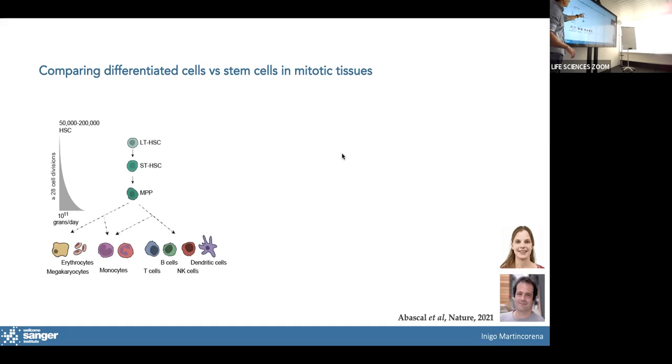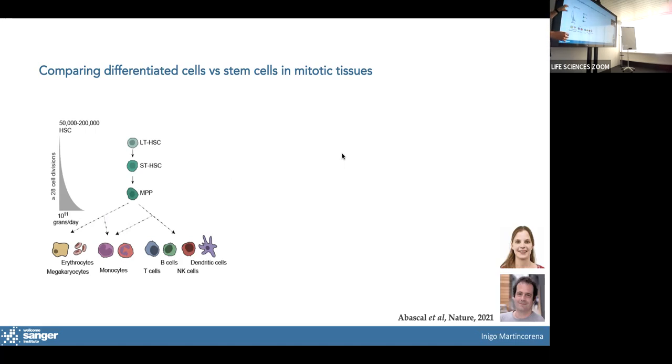In blood, you have the hematopoietic hierarchy, where you have long-term hematopoietic stem cells that divide maybe once or twice a year, and they produce short-term progenitors and multipotent progenitors, and then a cascade of cell division, where you have at least 28, probably many more cell divisions from a stem cell to producing a huge number of differentiated cells. So this is an incredible number, on the order of 10 to the 11 granulocytes per day are produced in each of us, and they live for a few days and die.